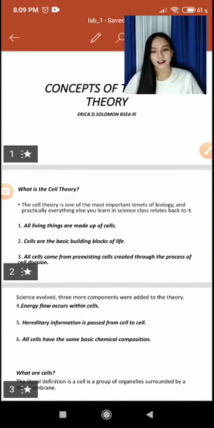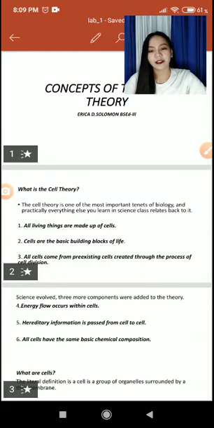So what is the cell theory? The cell theory is one of the most important concepts of biology, and practically everything we learn in science class relates back to it. But what is the cell theory? Today, we will clear up the cell theory definition, explain key dates in the history of the theory, and explain why it's so important to understand. So let's talk about the cell theory definition.